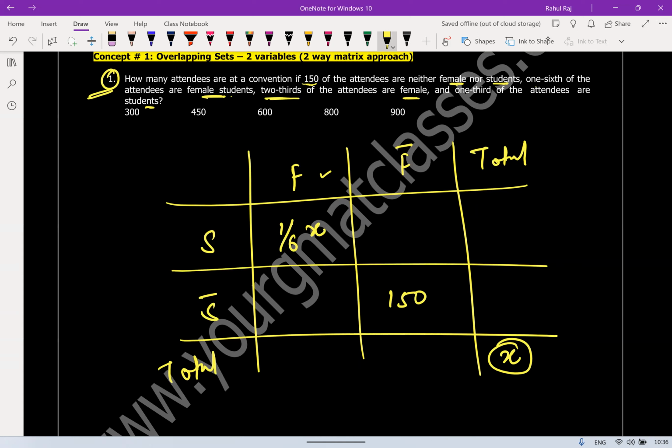Now it says 2/3 of the attendees are female. So how many are female? 2/3. So total female is 2/3x. Now it says 1/3 of the attendees are students. So total number of students is 1/3x. That's it. Now find this. This is nothing but 1/3x minus 1/6x. If you calculate it, you will get 1/6x. This is x minus 2/3x. If you calculate this, you will get x/3, that is 1/3x. Now you have got this entire column.